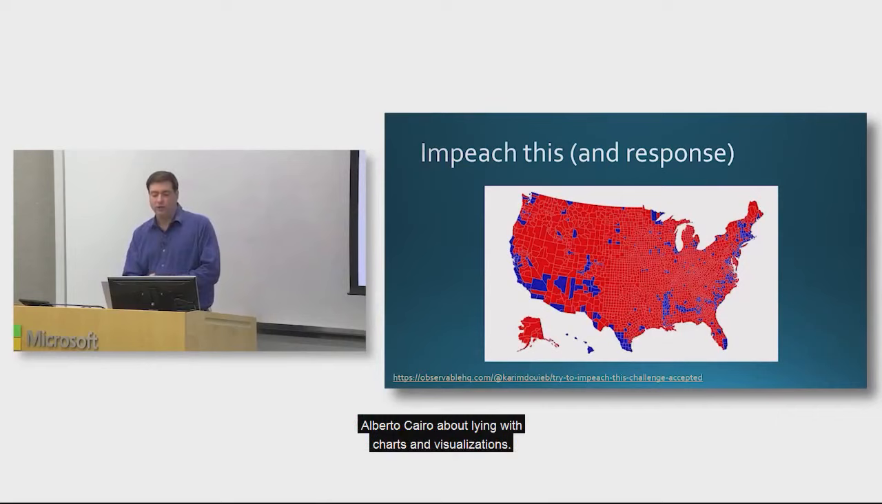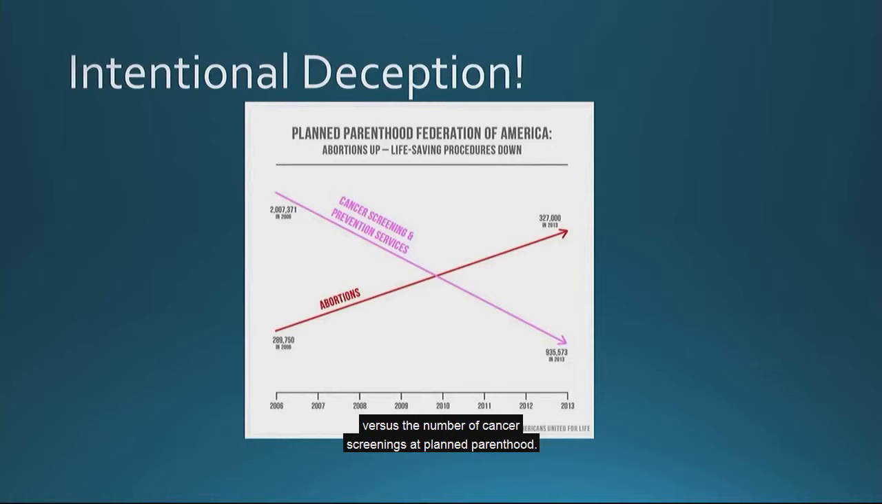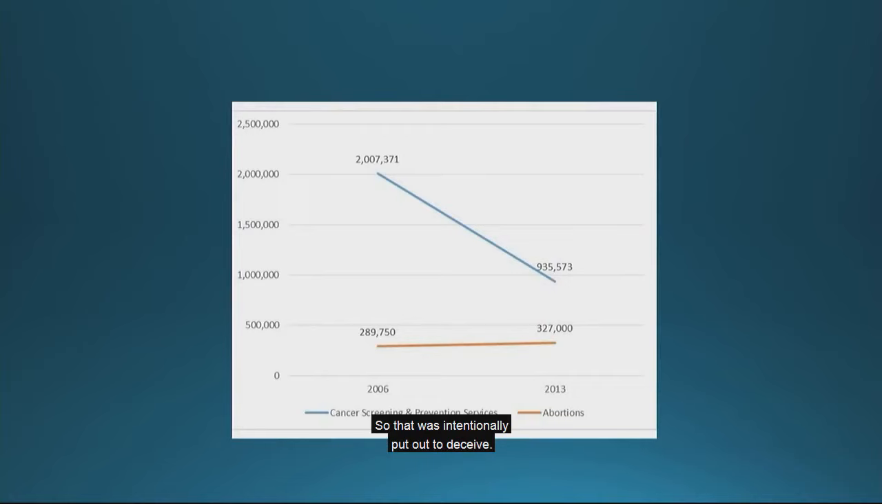And in fact, sometimes there's intentional deception. For instance, there's this graph that came out a little while ago that shows the number of abortions and how they've gone up versus the number of cancer screenings at Planned Parenthood. Well, one of the problems about this graph is that it was actually intentionally deceptive because you're putting two very different numbers on the same axis. When you actually put this on a common axis, this is actually what it looks like. So that was intentionally put out to deceive.